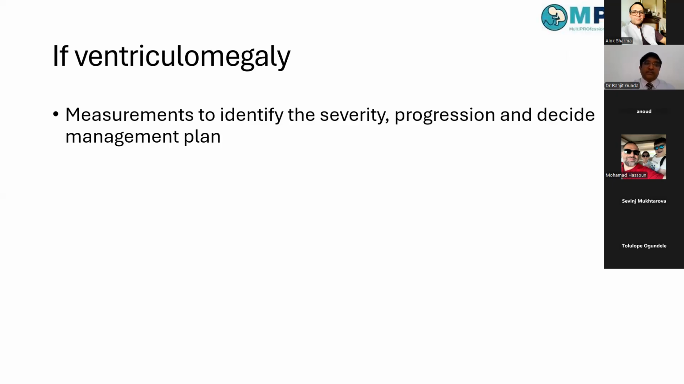So the question is, if we have ventriculomegaly, what measurements do we need to do and how do we go about it? Your examples today are very good at starting it.